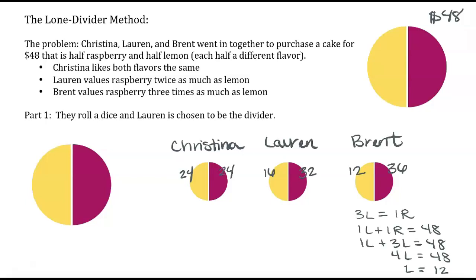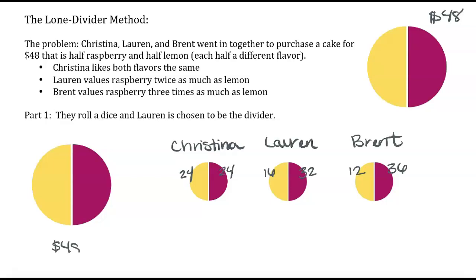Now let's get back to cutting the cake. They roll a dice and Lauren is chosen to be the divider. Since Lauren does not see the lemon and raspberry halves as equal, they're not going to slice the cake just into simple thirds. With a total value of $48, Lauren wants to divide this cake into 3 equal parts, so each of those should be worth $16. In Lauren's eyes, this lemon half is worth $16, and the raspberry half is worth $32. So cutting that raspberry half into halves, we have 3 portions of the cake, each worth $16 in Lauren's eyes. So that could be how they cut the cake.